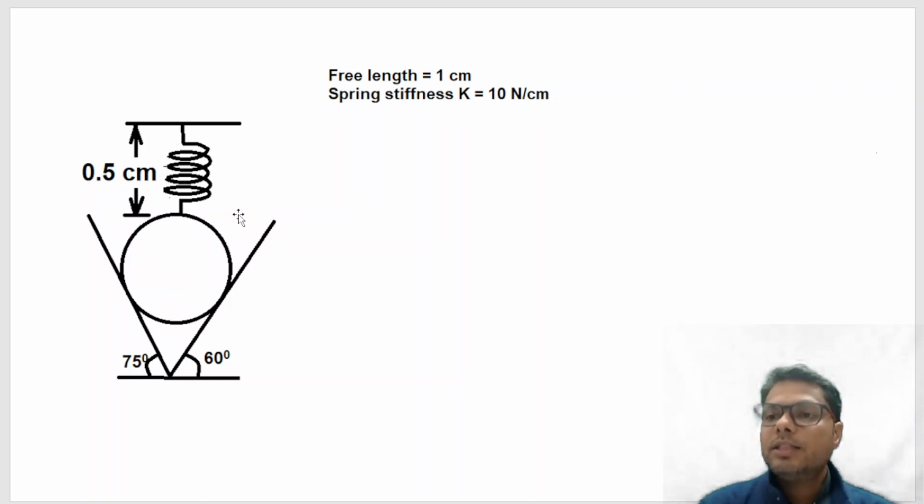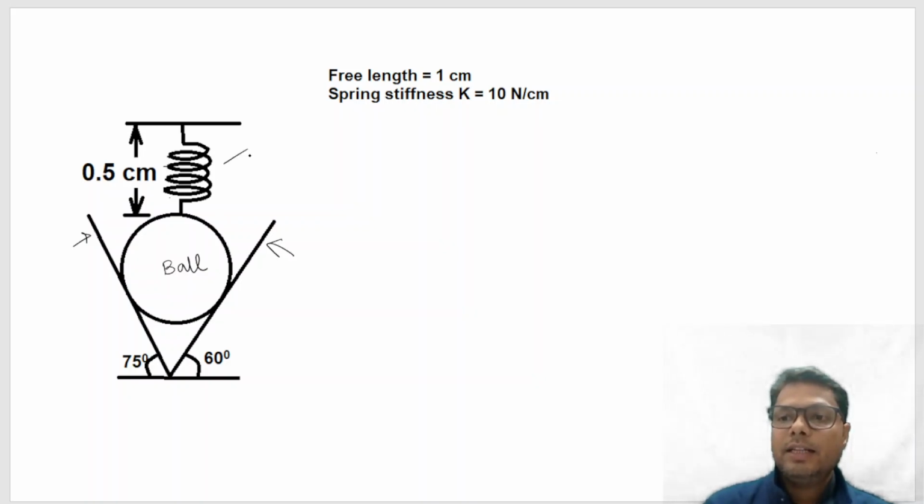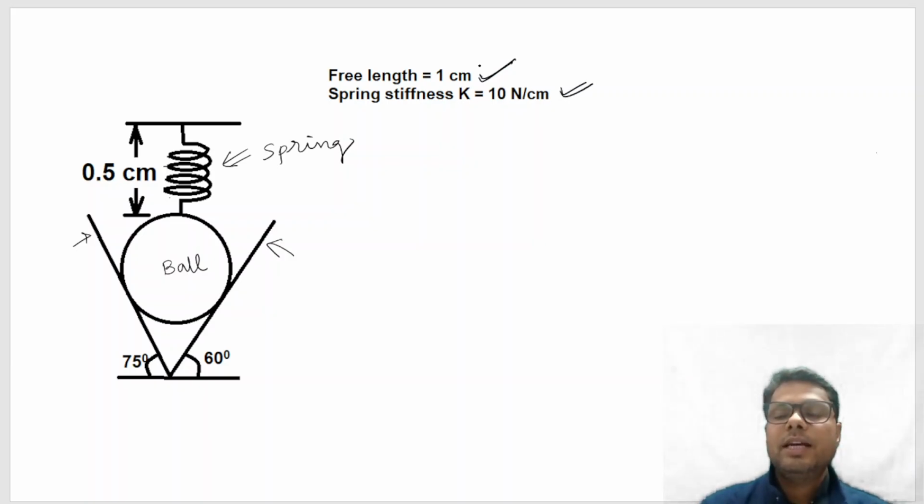Yes, this is a situation. Again, this is a situation in which this is a ball and it is resting between two inclined surfaces and in the action of a spring. Okay, the natural length or free length of the spring is given as 1 centimeter and the stiffness of the spring is given as 10 Newton per centimeter. Let's follow those steps. First step, isolate the ball.